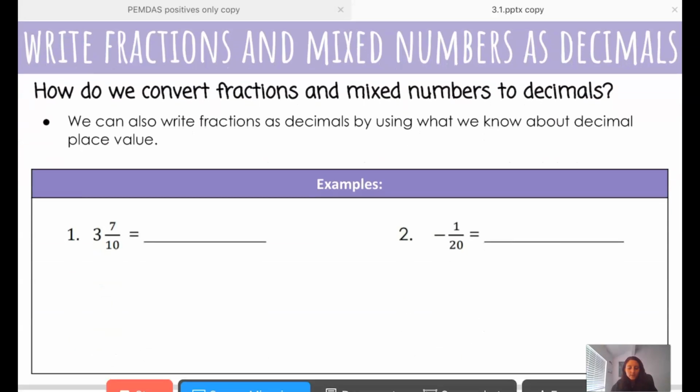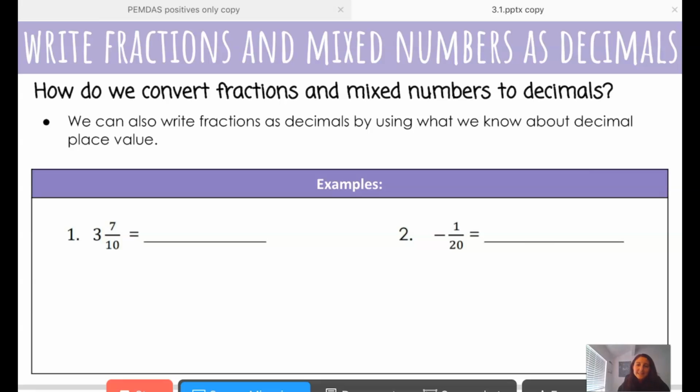All right, now we're going to look at how to convert fractions and mixed numbers to decimals using something besides division. So if our fraction has a denominator that can go into one of the decimal place values, like 10, 100, thousands, then we can simply create an equivalent fraction to have our decimal place value to rewrite it. So let's take a look.